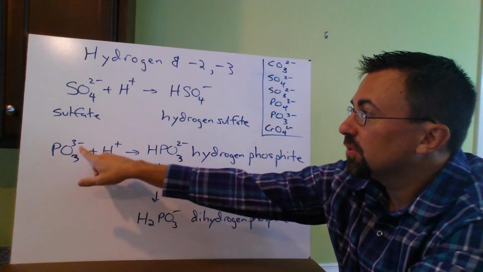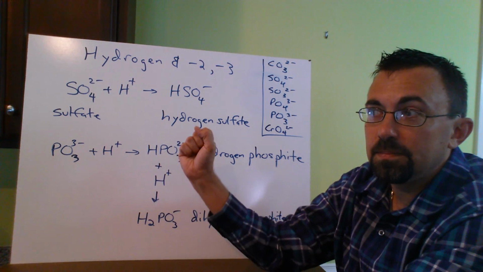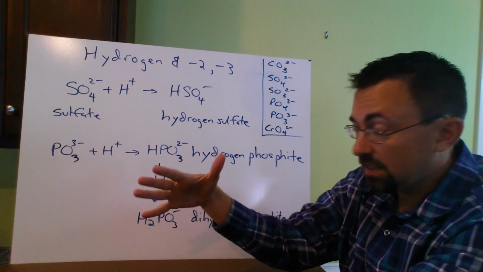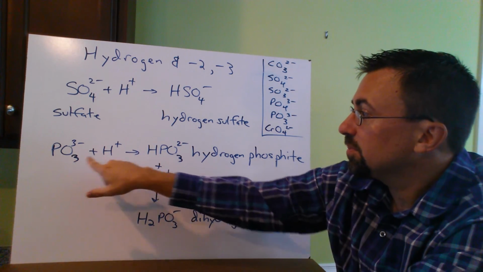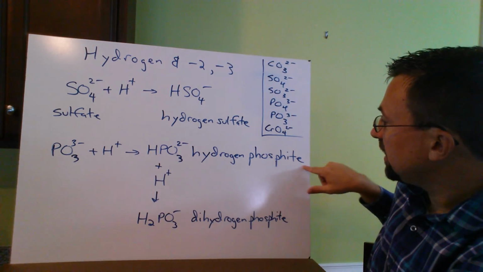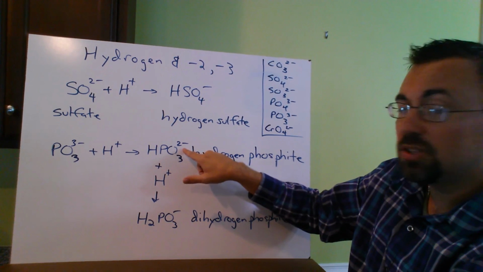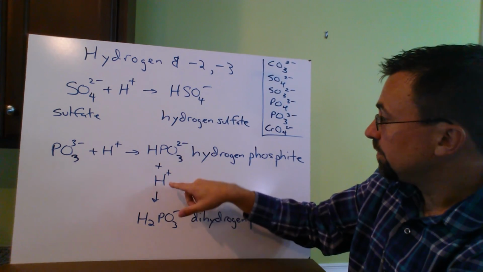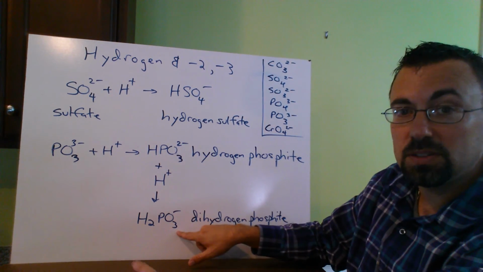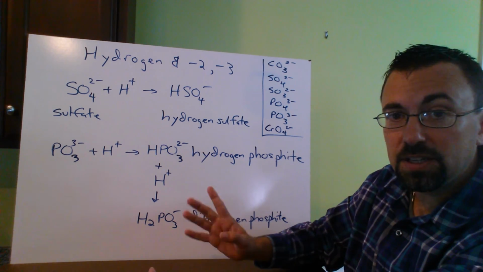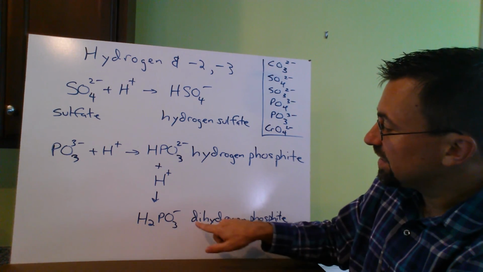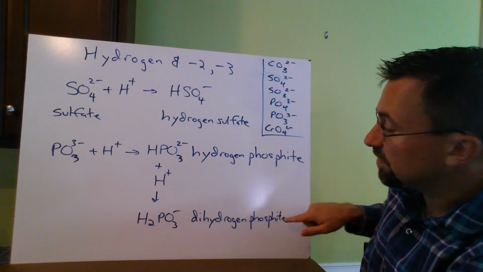So if we take PO3 3-, you might remember that is phosphite. Phosphite plus hydrogen makes hydrogen phosphite. Still -2 charge, we can throw another hydrogen on there. Woohoo! So that, again, different chemical, different property, different charge, and needs a different name. So 2 hydrogens becomes dihydrogen phosphite.